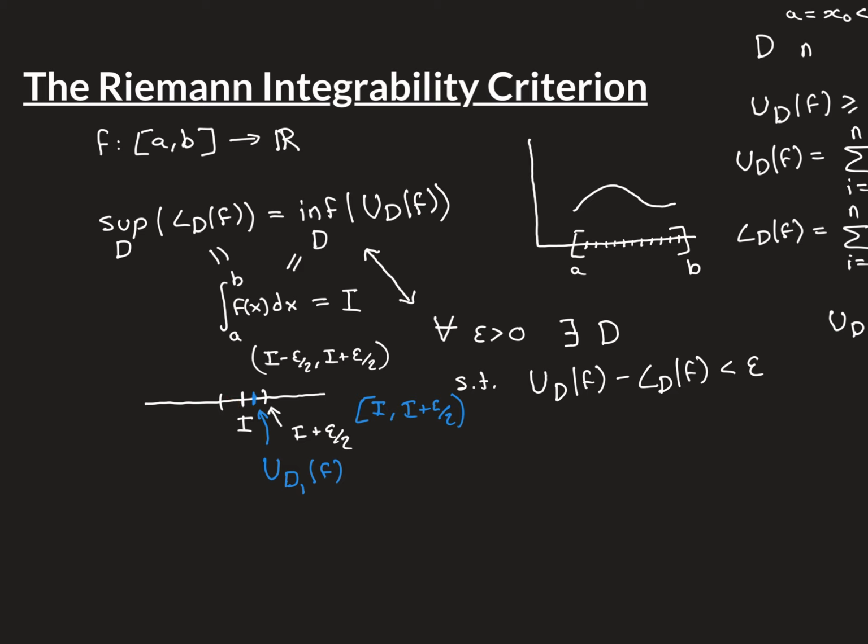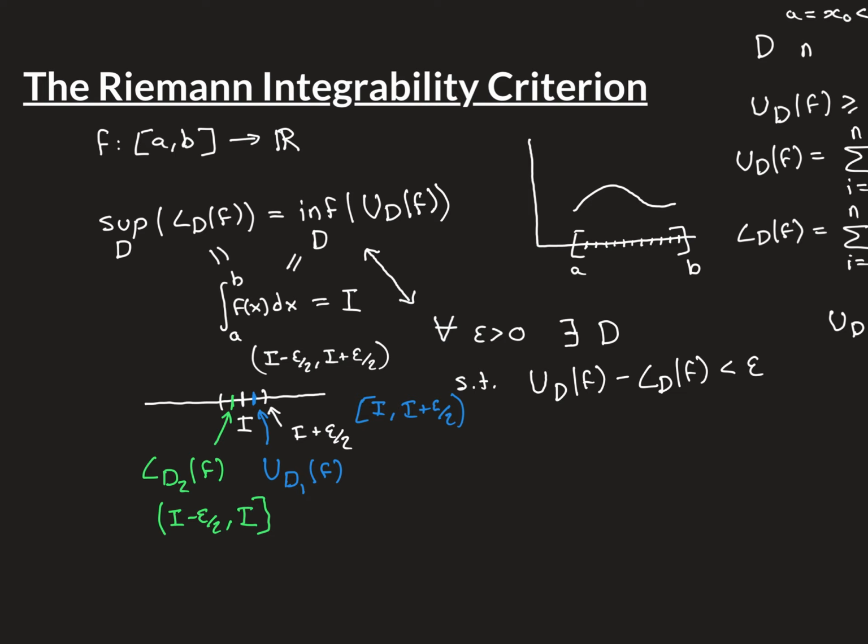So we'll show this in green here. There must exist a lower Riemann sum, which we'll say is over dissection d2, which is strictly greater than I minus epsilon over 2. So it's somewhere inside the interval from I minus epsilon over 2, not including that point, up to the point I. But it could be I. So again, this has to include I.